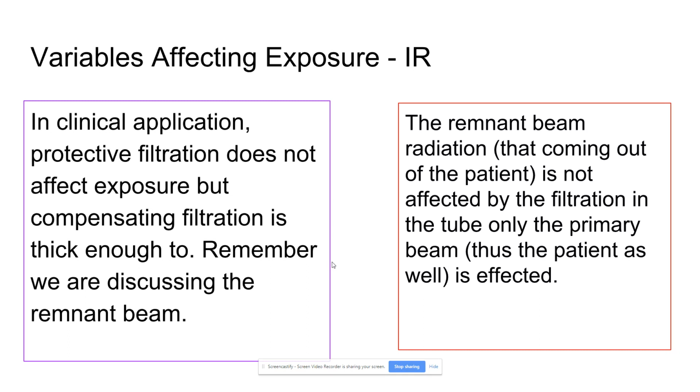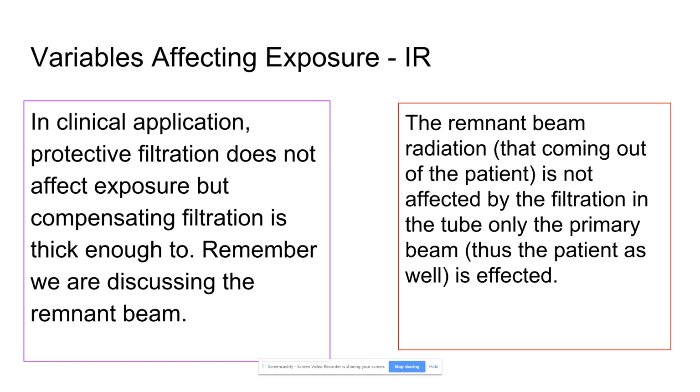In terms of filtration, again, a compensating filter may change the exposure. It probably will compared to if you didn't have one, right? If you're using a wedge type compensating filter, some portion of that beam is going to be eliminated and never make it to the remnant beam. So a compensating filter will definitely change the exposure and it would reduce it because at some point it's blocking some of the radiation and allowing other parts to go through.